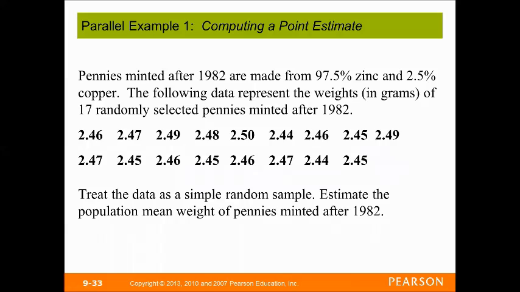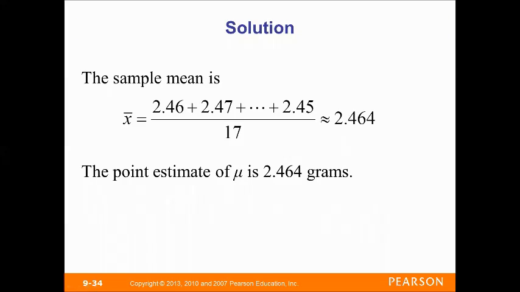So for example, we'll go back to our penny example here, and we will take a sample of, it looks like 17 randomly selected pennies, and if we take the average of that, we would come up with an average value of 2.464. That's the sample average. So our point estimate of the population mean is 2.464 grams. If you take a different random sample, you will most likely come up with a different point estimate for that population mean.